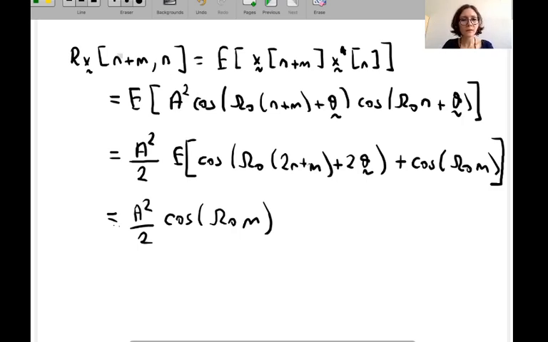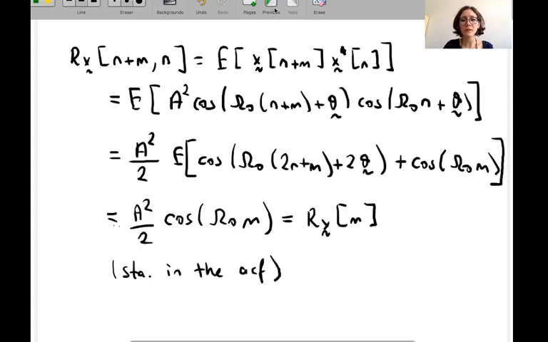Now we started with n plus m and n, but this expression does not depend on n, it only depends on m. So we can write this as the autocorrelation function of a single variable m, the time delay. We know that if this property holds, we say that the process is stationary in the ACF. So our process is stationary in the mean, we found it here. It's stationary in the ACF. We conclude that our process is wide-sense stationary.